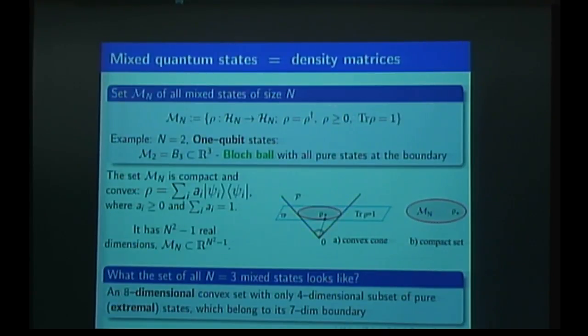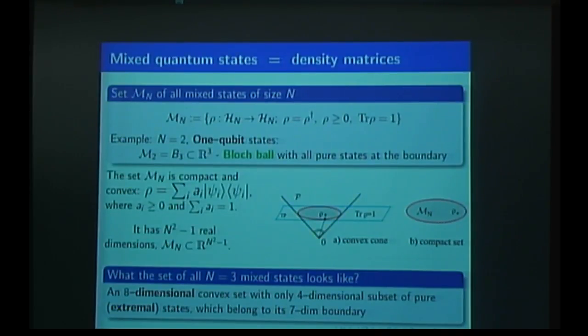We have a matrix of size n. N squared for 3 is 9, minus 1 because of the trace-preserving condition, is 8. So this is an 8-dimensional set. In short, I don't know how it looks like. In eight dimensions, we used to work on it for many years. Honestly, I still don't know how it looks like. But we worked somehow on it, and we wish to know what the geometry of this set is.